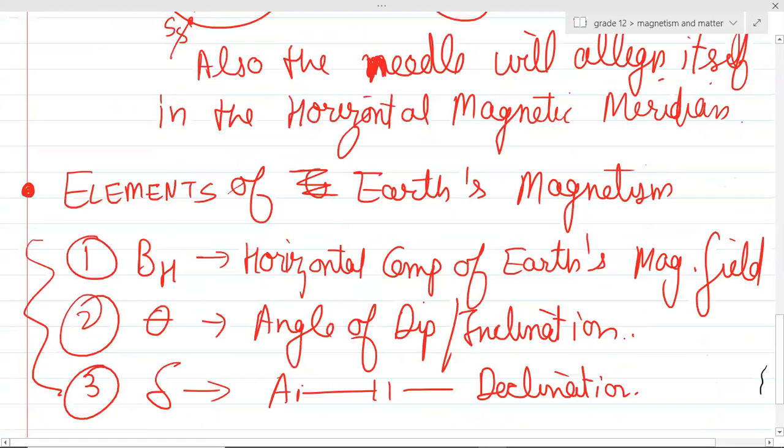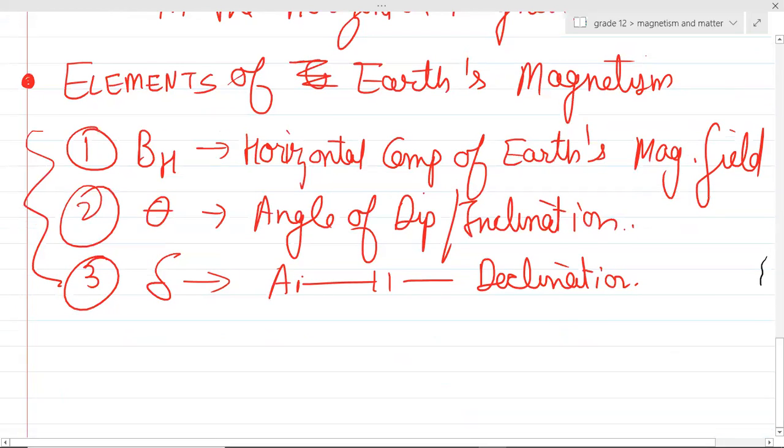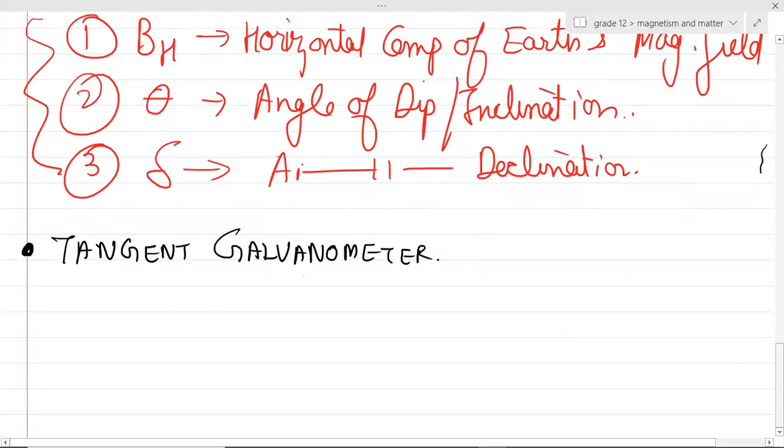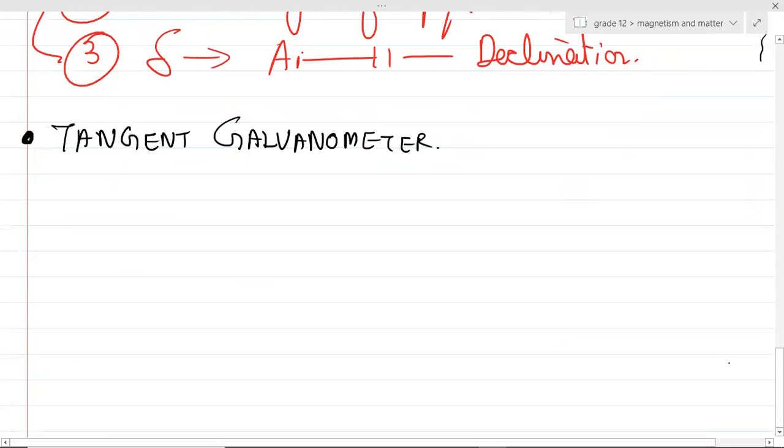So anyways, this is it, guys. We are done with Earth's magnetism. Let's discuss one more thing, which is called the tangent galvanometer. What is a tangent galvanometer? I'll try to show you the diagram. Tangent galvanometer.